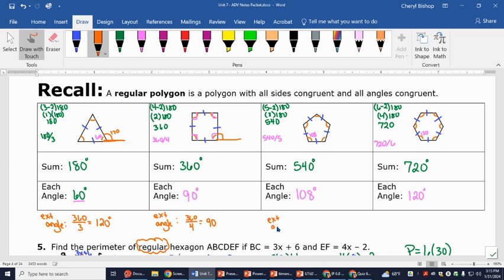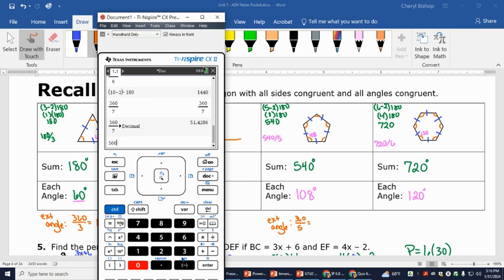Here, I have a pentagon, so now I have 5 sides. Oops, not 180, 360. Always 360 for your exterior angle, divided by 5. Let me grab a calculator. 360 divided by 5 is 72 degrees. Which should make sense because if I have 108 degrees there, when I extend it, I'm going to have 72 degrees here, and together they make that linear pair, 180 degrees.